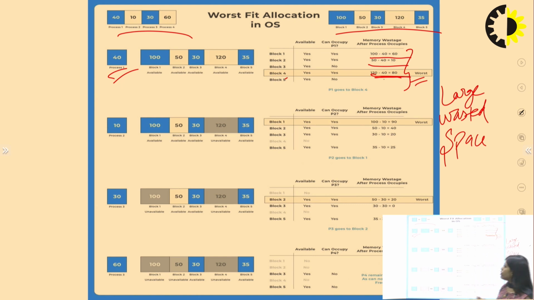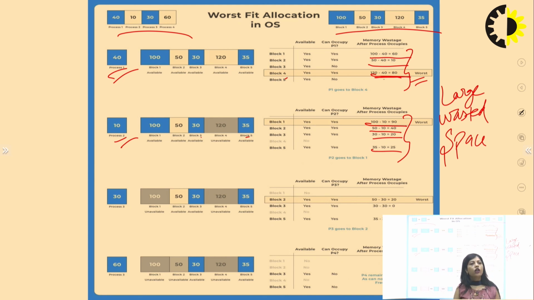So next, we have process 10. We check for 100, 90 wastage. For 50, 40 wastage. For 30, 20 wastage. Block 120 is unavailable, and block 5, 25 wastage. So out of this, we check which is the maximum. Block 1 is the maximum wastage, total 90 wastage. So we go for block 1. So 10 is worst fit in the 100.